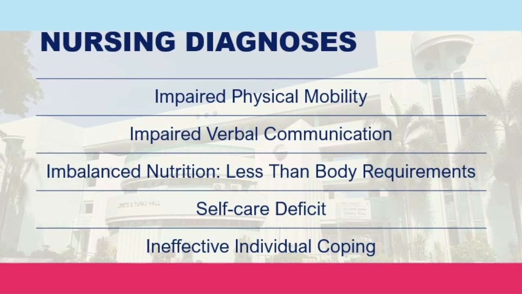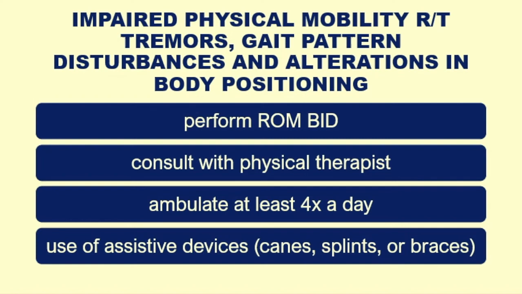So the following nursing diagnoses are evident for this patient. You may have impaired physical mobility, impaired verbal communication, imbalanced nutrition less than body requirements, plus they're having tremors while they are eating, so their tendency is to stop eating, self-care deficit, and then ineffective individual coping. Now, for the impaired physical mobility that's related to tremors, gait pattern disturbances, and alterations in body positioning.